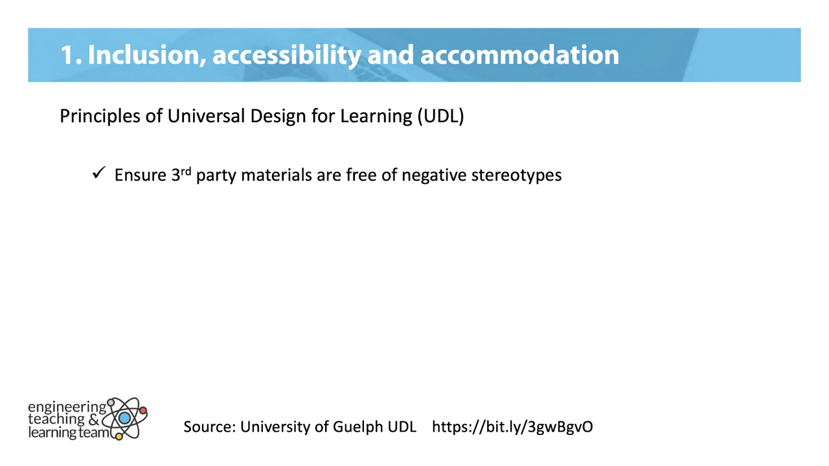Okay, I've got a few more points on UDL, or UDL related points. Ensure that anytime you get any third party materials that you're going to bring into your course, make sure they're free of negative stereotypes. Certainly, I'm confident the stuff you're going to be creating is free of negative stereotypes, but now is the opportunity to really think about anytime you're evaluating something that's coming from a third party, make this assessment for sure. And then you might want to consider elements of accessibility.